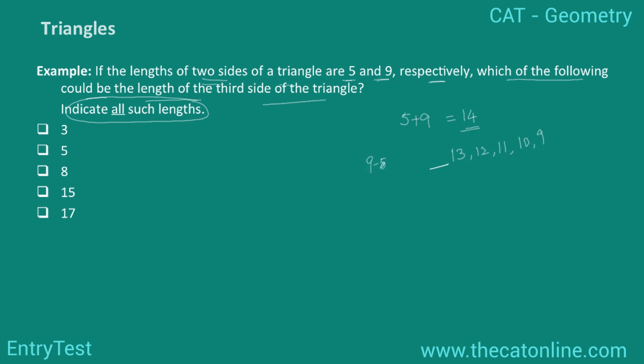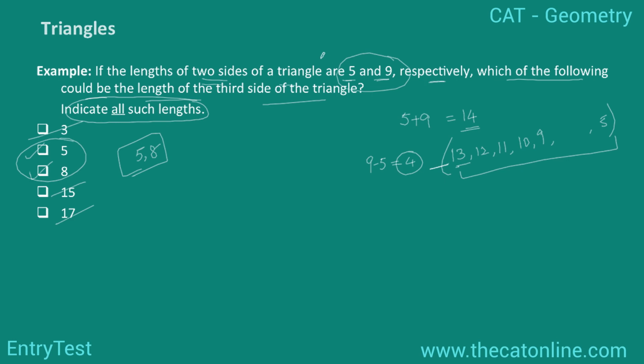And the difference of the 2 sides, which is 4, should be lesser than the third. So that means the third side should start from 5 and end up with 13. These are all the possibilities that I have for the third side. 3 cannot be my answer, 5 can be my answer, 8 can be my answer, 15 and 17 cannot be my answer. So the 2 options that are my answers would be 5 and 8. These are the options that are possible with the given sides as 5 and 9.